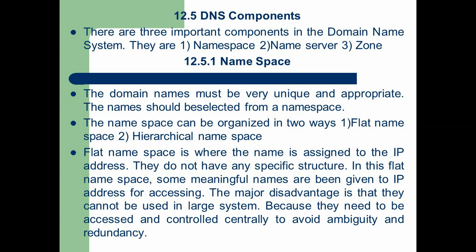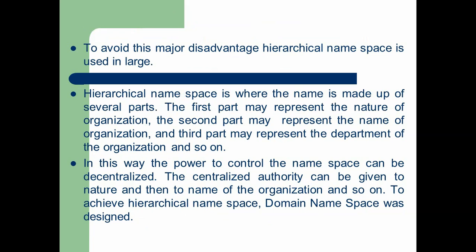In a flat namespace, a name is assigned to an IP address and the names do not have a specific structure. In a flat namespace, meaningful names are given to IP addresses for accessing. The major disadvantage is that it cannot be used in a large system, because names need to be accessed and controlled centrally to avoid ambiguity and redundancy. So we can give meaningful names, but the difficulty is that we are unable to use a flat namespace in a large-scale network because ambiguity and redundancy must be maintained in centralized form. So we use another type of namespace called hierarchical namespace.